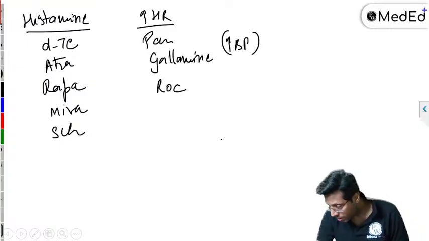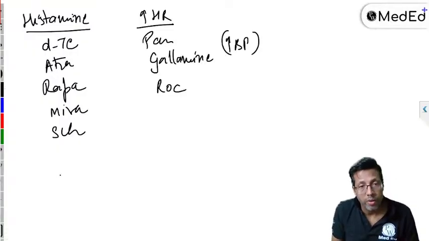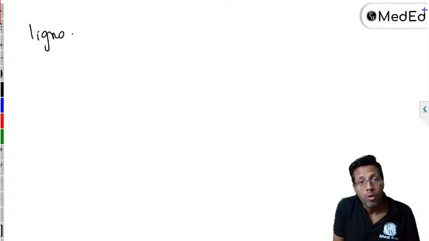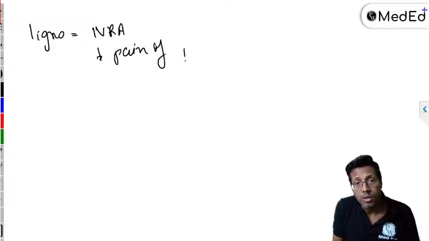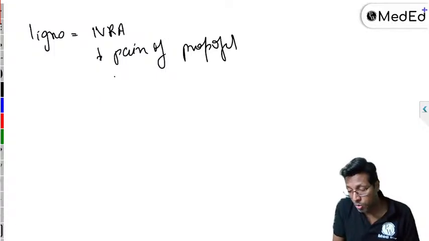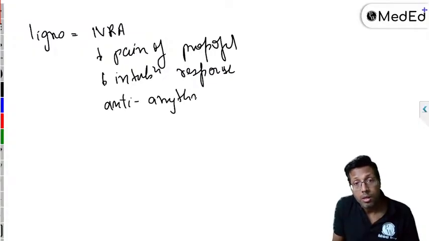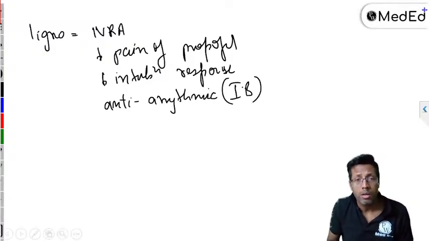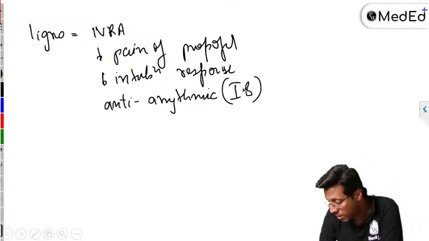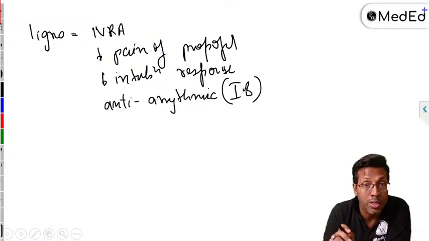Post MI VT, lignocaine is given, right? See, lignocaine is a slow sodium channel blocker, it is used whenever you want a class 1B anti-arrhythmic agent. The IV uses of lignocaine are intravenous regional anesthesia, to decrease the pain of propofol injection, to decrease the intubation response, and it is an anti-arrhythmic agent class 1B. According to me it is class 1B slow sodium channel blocker, but you people would know it better. So it is used as an anti-arrhythmic agent.